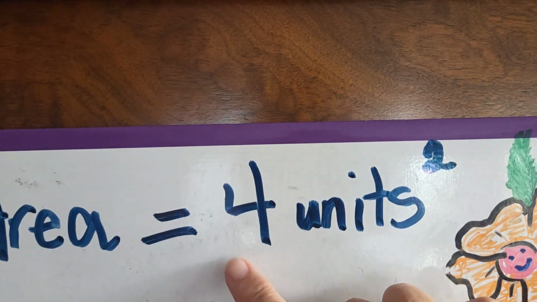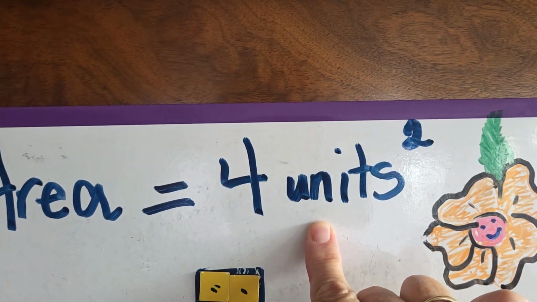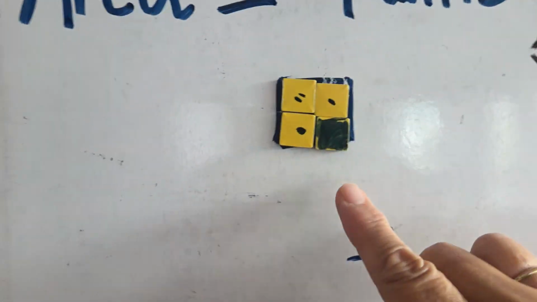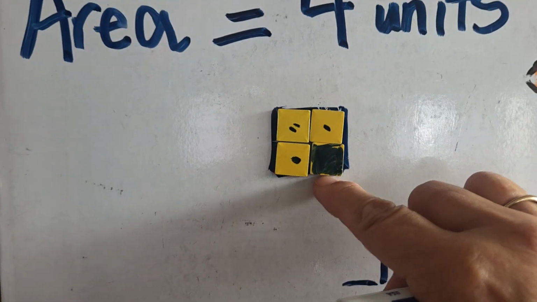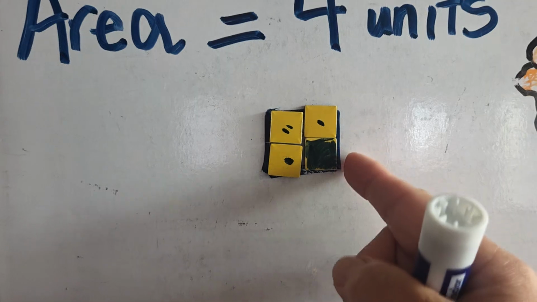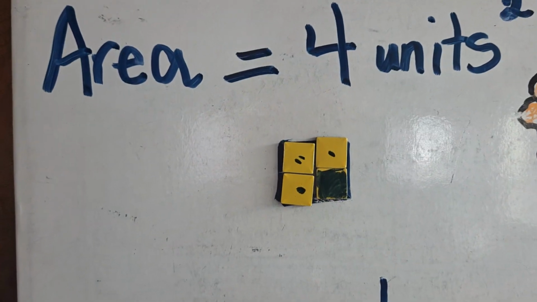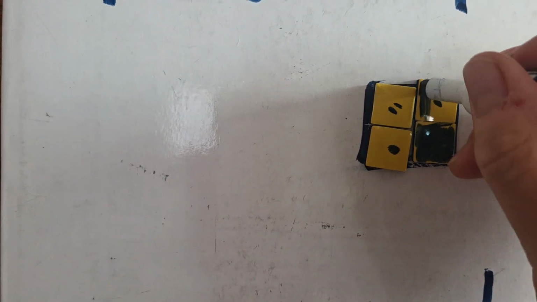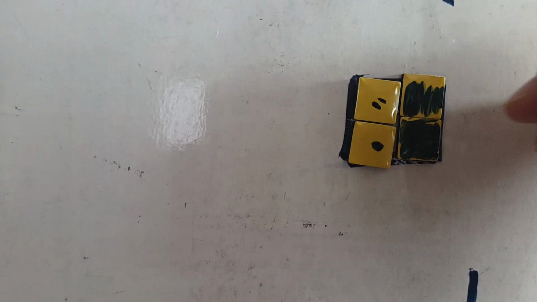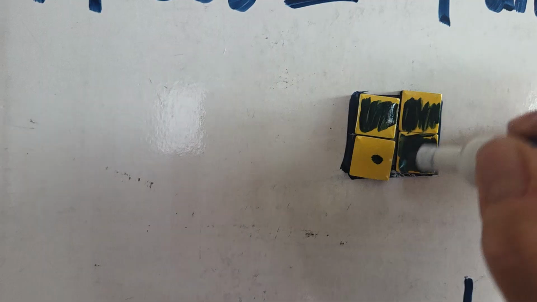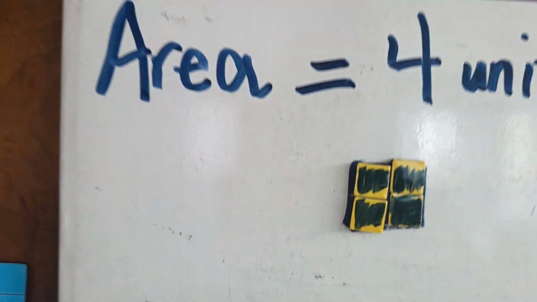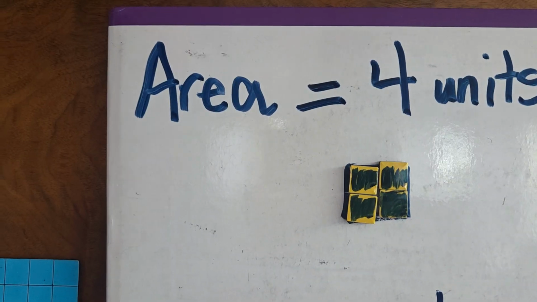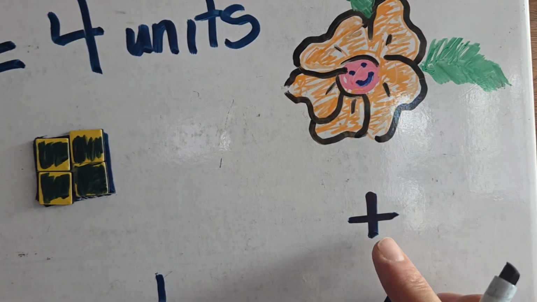So when you have an answer, you say 4. You usually write units. And then you have a 2. That means squared. We want the whole square. We don't want this edge, and we don't want just that edge. So there's 1 unit, here's the second unit, here's the third unit, and here's the fourth unit. 4.